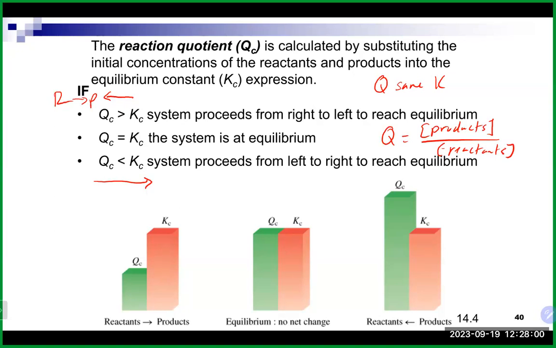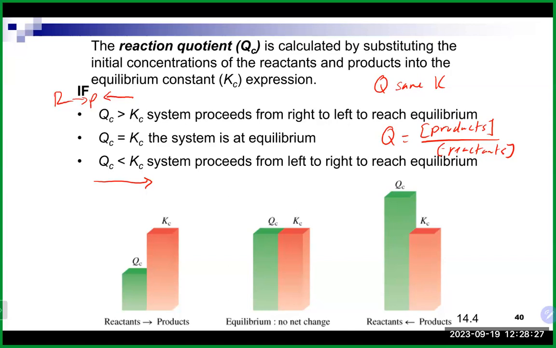Now, there's a couple of things here. Again, for Q you still use those coefficients as the exponents. And clearly, the only way you can calculate Q is if you have all the concentrations given to you. So you clearly cannot calculate Q if you're not given all the concentrations. That's one big hint that you should probably calculate Q here, since you're given all the concentrations.